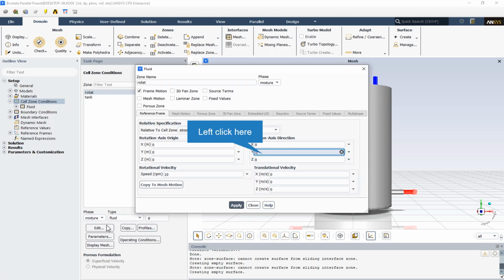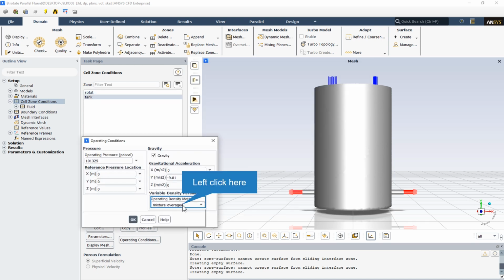As we are going to simulate the rotation of the impeller in the mixer tank, the frame motion method has been used. The axis direction is equal to y, as is obvious. And in the variable density parameters, the mixture average density has been selected.